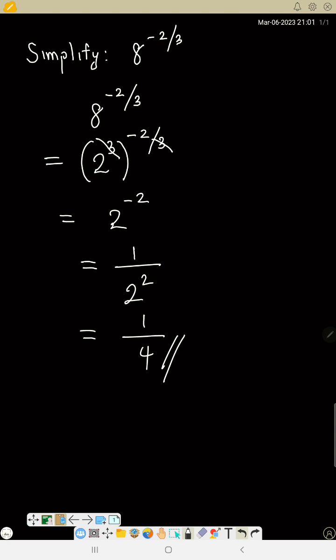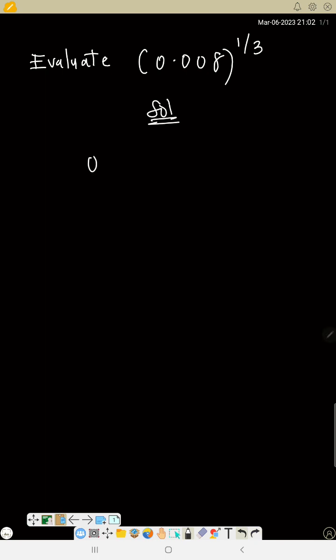So another question. Evaluate 0.008 raised to power 1 over 3. Now if the question is in terms of 0 points, you have to change that decimal to fraction. Now to solve this, we have to change 0.008 raised to power 1 over 3.